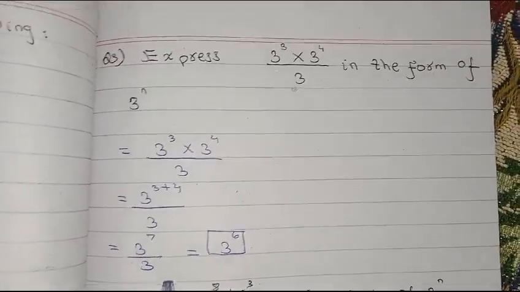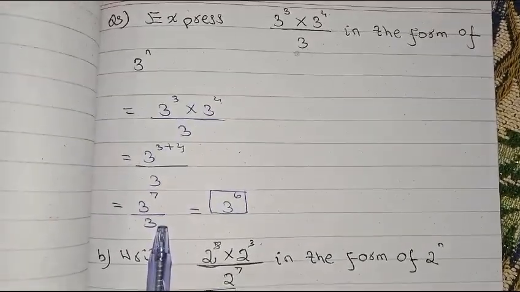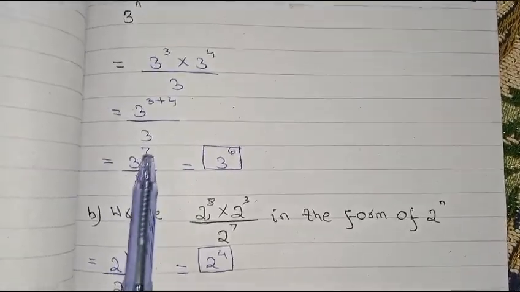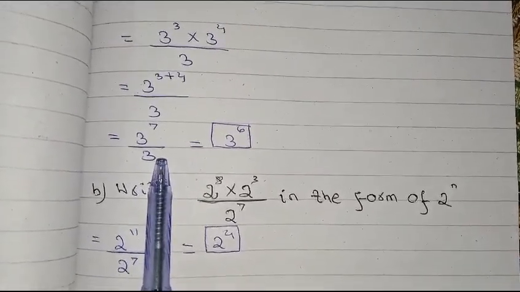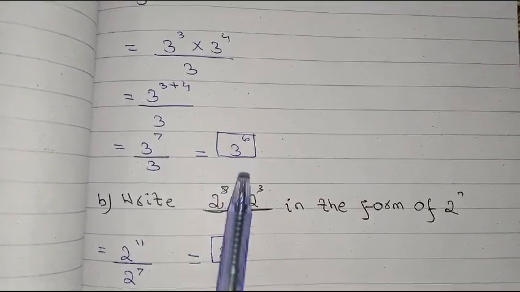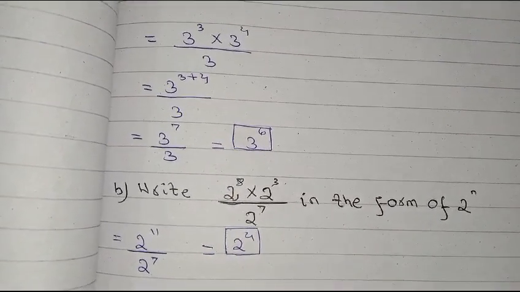We can write the powers in fraction form also, in division form. So 7 minus 1 will get the result 6. So 3 power 6 will be our answer.